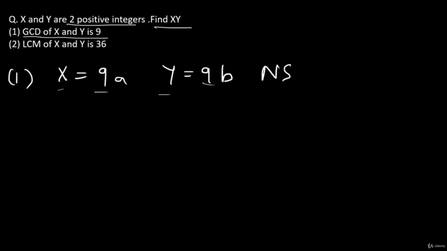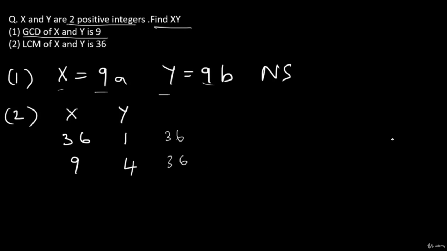Alright, what about statement 2? It says that the LCM of x and y is 36. So let me plug in some numbers. I could have x as 36 and y as 1, or x as 9 and y as 4. You can see that in both these cases, the product is 36. So I cannot stop here, right? Remember, you have to try to disprove. You have to try to get a yes and no type of a scenario, right?